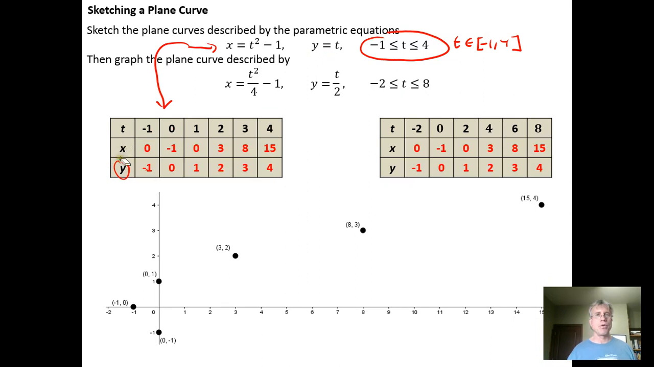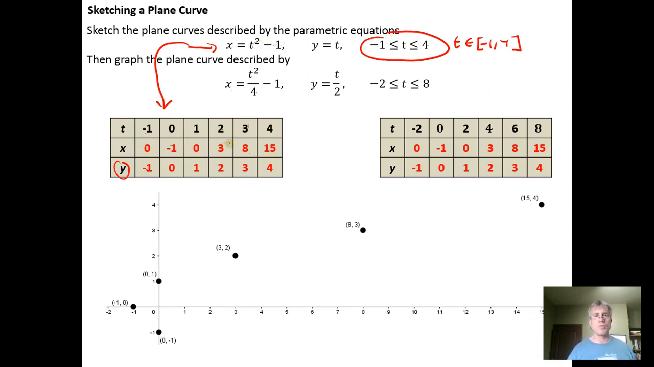And to generate the row with the x values, we would just simply plug in values for t over the interval from -1 to 4. So plug -1 in, we get -1 squared is 1, minus 1 is 0. Plug in 0 for t, you get 0 squared minus 1 is -1. 1 squared minus 1 is 0. 2 squared is 4 minus 1 is 3. 3 squared is 9 minus 1 is 8. And 4 squared is 16 minus 1 is 15.